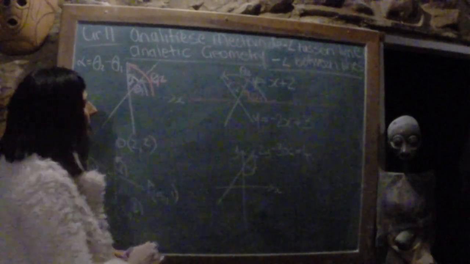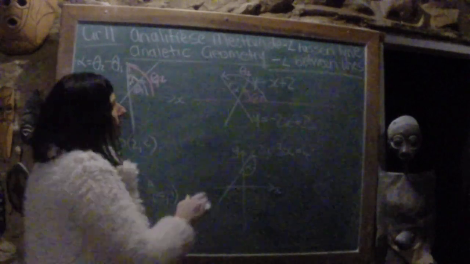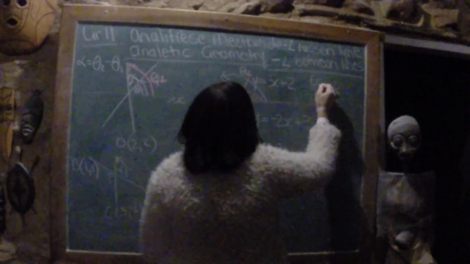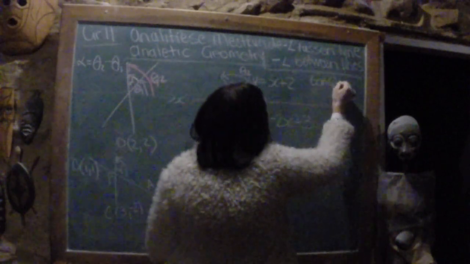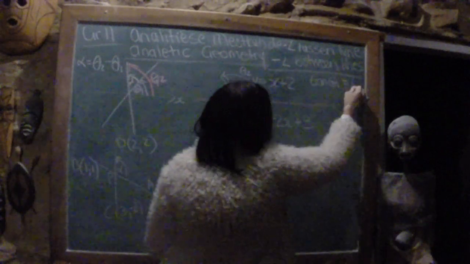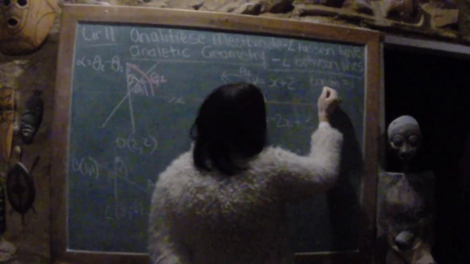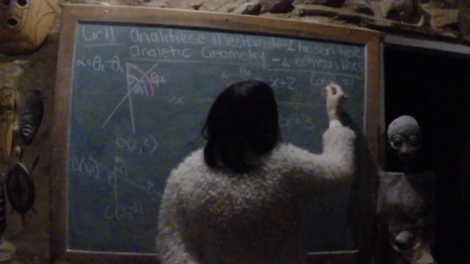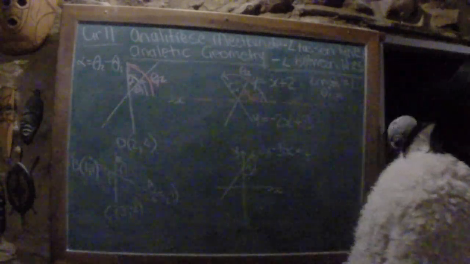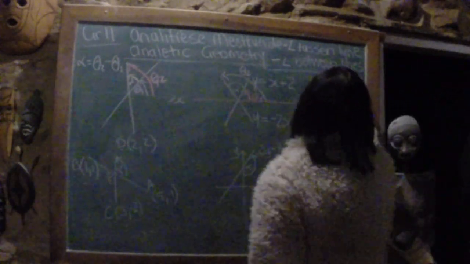So kom ons gaan kyk na theta 1. Dis hierdie lyn se inklinasie. Die gradiënt van hierdie lyn is 1. So the tangent of theta 1 is going to be equal to 1. So as ek nou second function van tangent uitwerk, dan kry ek theta 1 wat dan gelyk gaan wees aan 45 degrees.